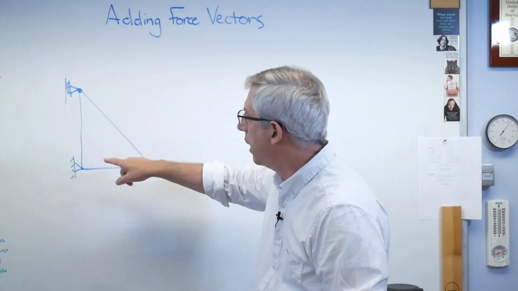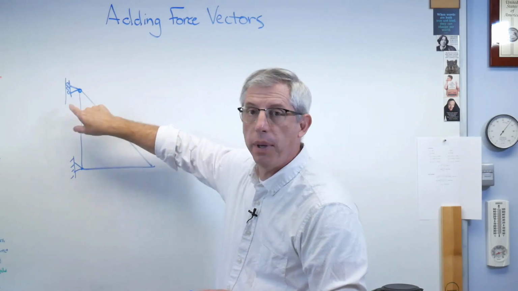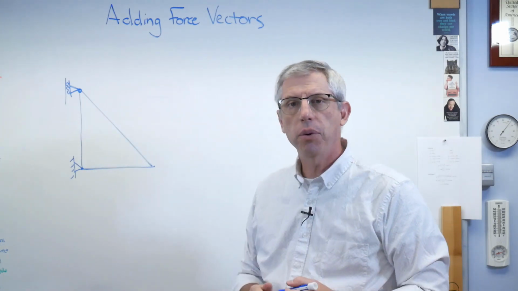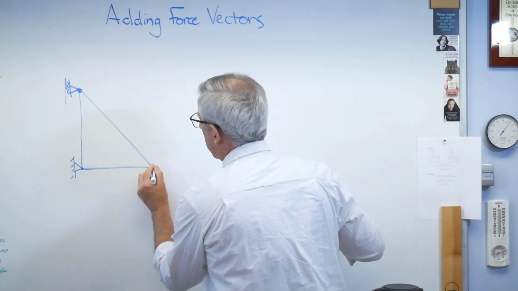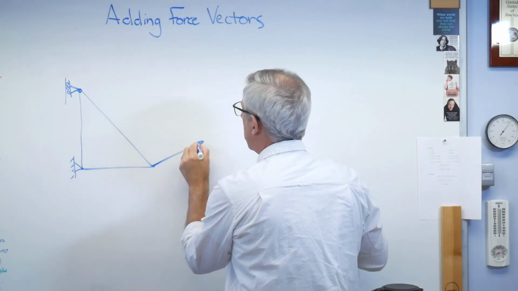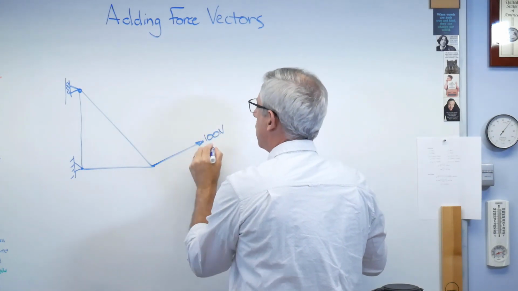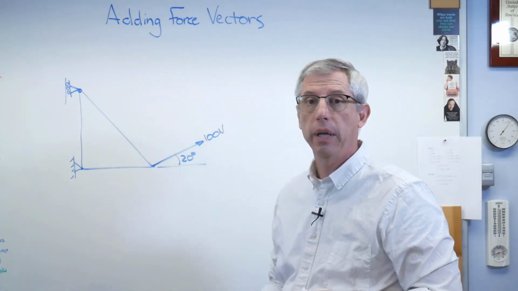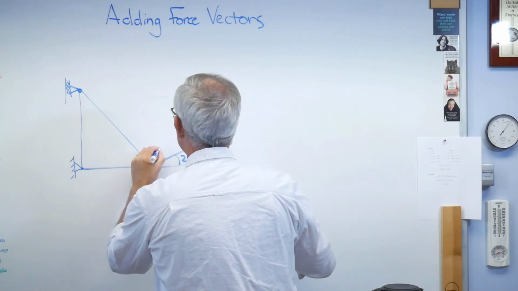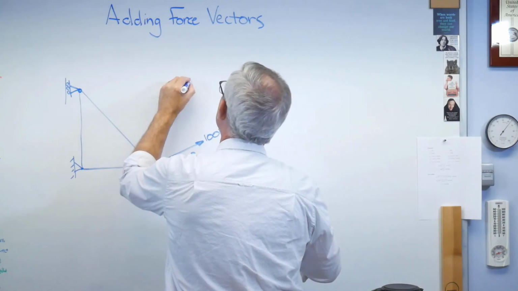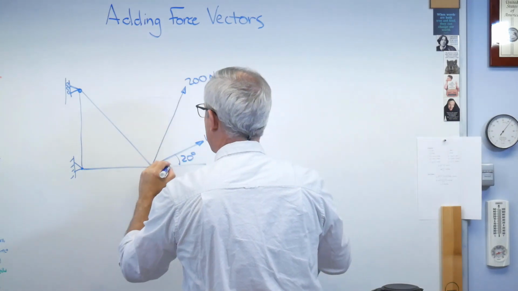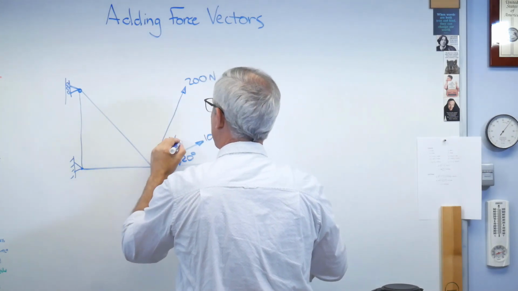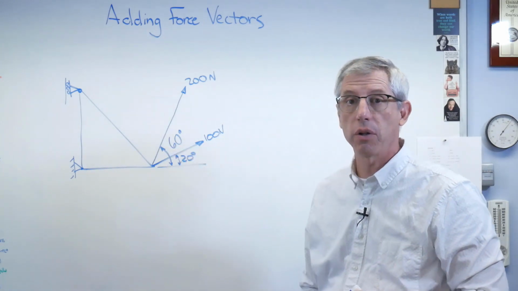So I made a little triangular structural element here, and it's pinned at the left two corners there and there. And let's put two forces coming off of it. So let's have 100 newtons coming off at an angle of 20 degrees to the horizontal, and let's have 200 newtons coming off at 60 degrees to the horizontal. Okay, so that's 60 degrees with respect to the horizontal.